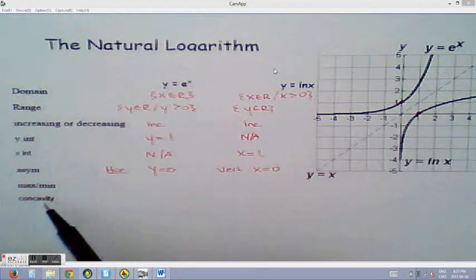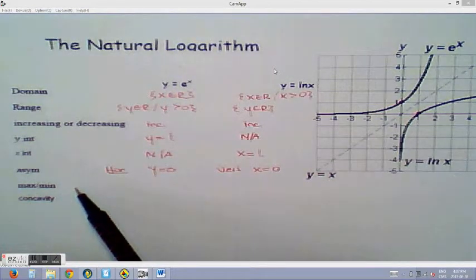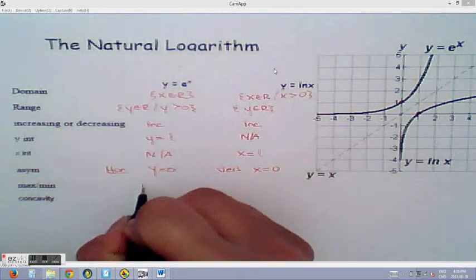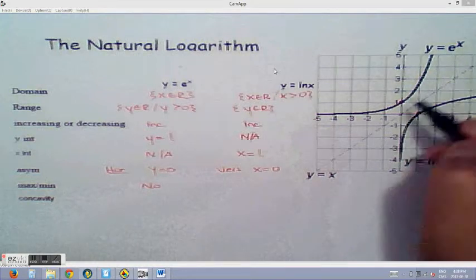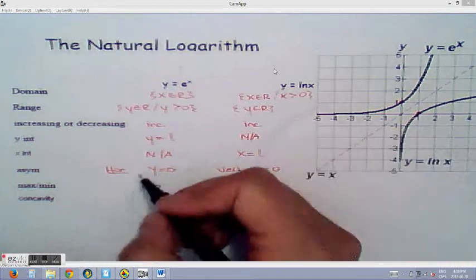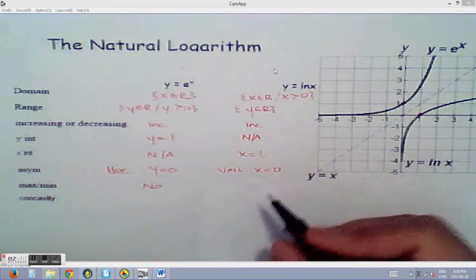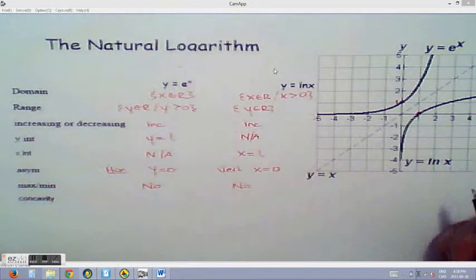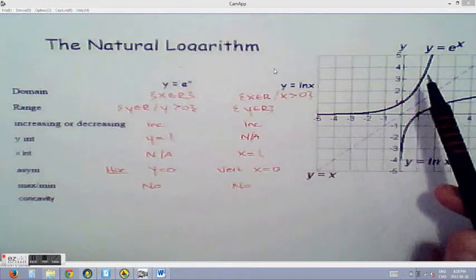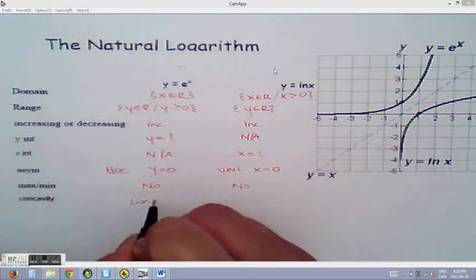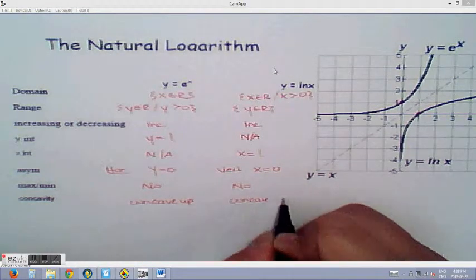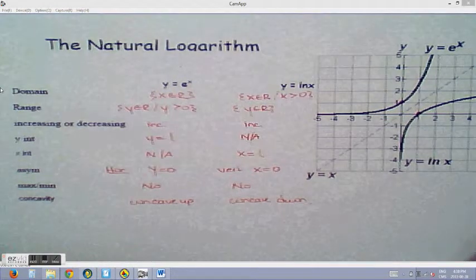Is there a minimum or maximum value for e to the x? There is no max or min point. It just keeps sloping. There is a concavity, but there is no critical point. No, and then same with ln of x. No. So there is no inflection point for e to the x, but it is concave up, and concave down for ln of x.